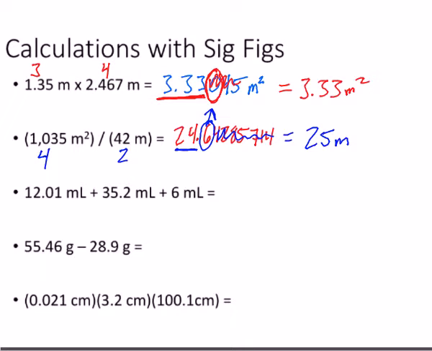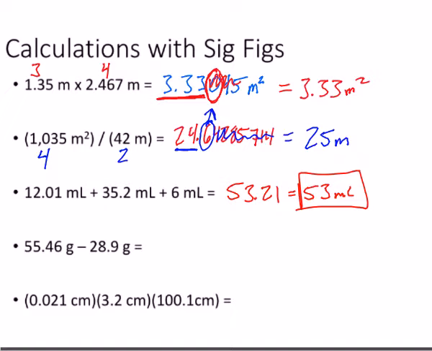So if we take a look here, do the math. 12.01 plus 35.2 plus 6. How many decimal places did the first one have? 2. How many decimal places did the second one have? And how about the last one? So how many decimals will we report to? 0, because there was one that had 0. When you add those up, what do you get for an answer? 50.2. We would round it to 53 milliliters.